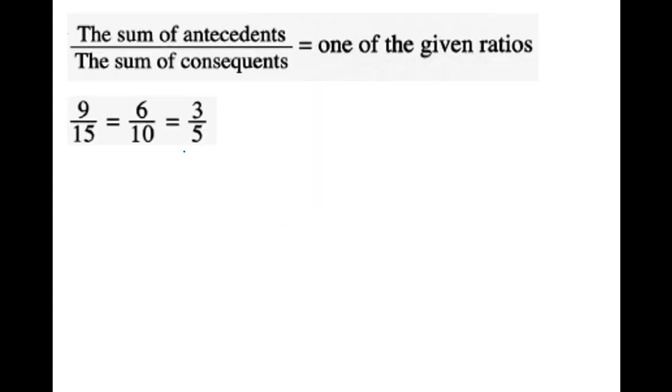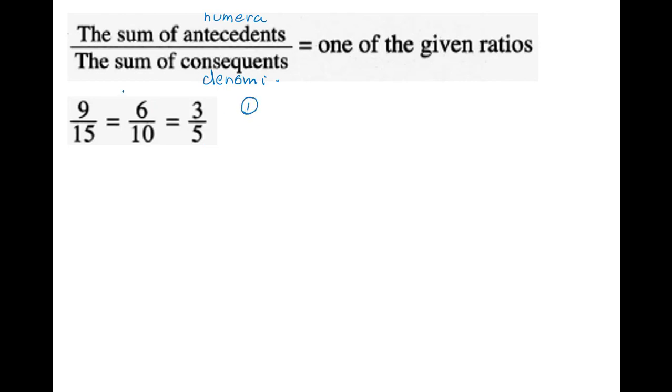Now here there is another rule that states that the sum of antecedents over the sum of consequents equals one of the given ratios. What does this mean? These are sort of the numerators over the denominators, okay? Now, we have an example here. We have 9 over 15 is equal to 6 over 10 is equal to 3 over 5.